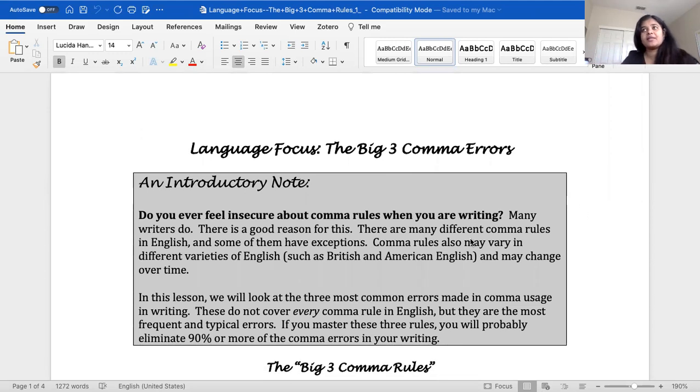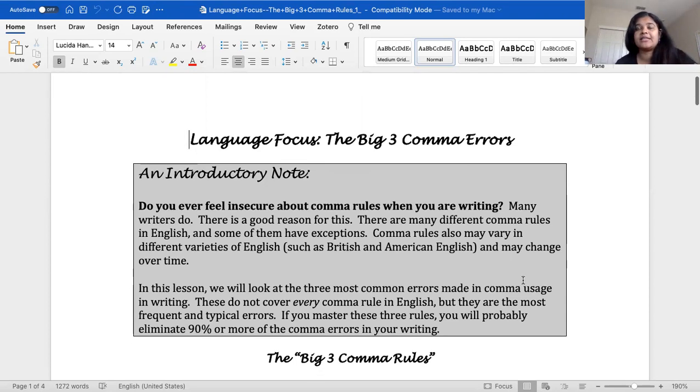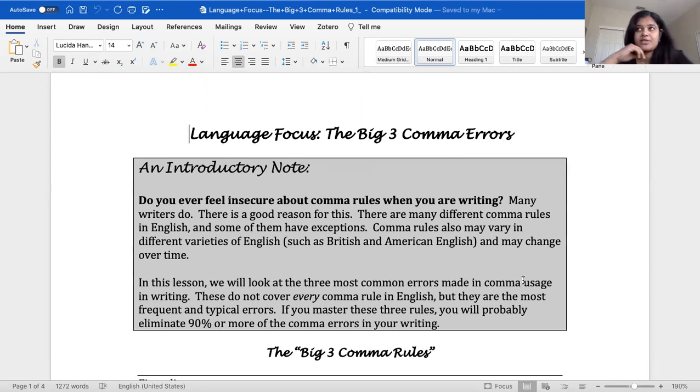Okay, so today's topic is comma errors. Do you ever feel insecure about comma rules when you're writing? Many writers do. There is a good reason for this. There are many different comma rules in English, and some of them have exceptions.